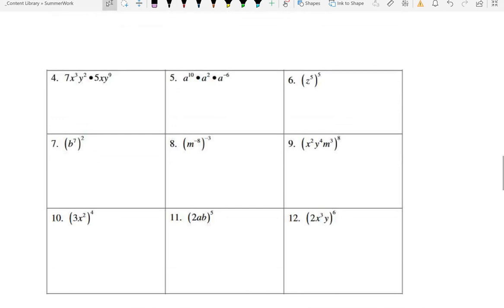Exponents, pretty basic. If you're multiplying the same base, then you just add the exponents. So this would be 10 plus 2 is 12, minus 6 is 8 to the 6th. Don't forget, this also means 1 over 8 to the 6th. Think about exponents as repetitive multiplication, and the negative means opposite. So the opposite of repetitive multiplication would be repetitive division.